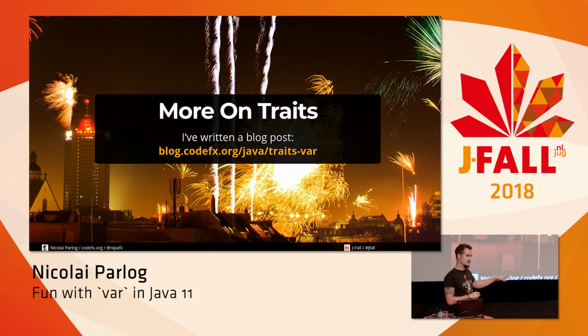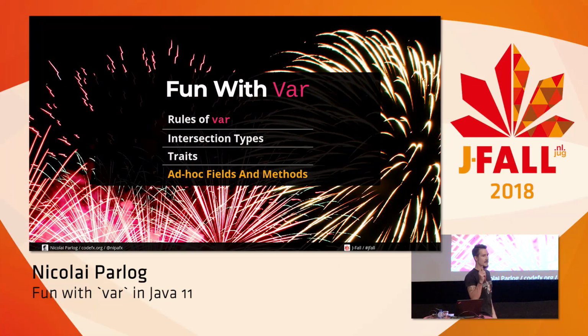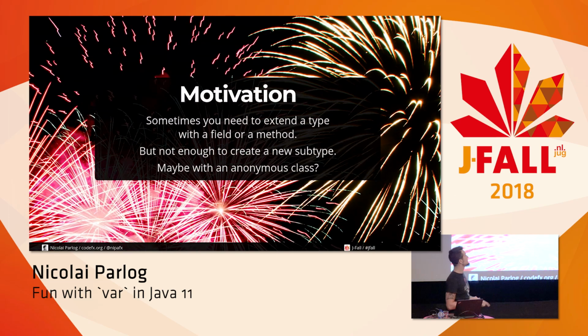More on traits is in the blog post, which mostly contains the same contents though. So, ad hoc fields and methods. I'm not going to show you the code because that takes too long. I'm just going to show you the slides. The idea here is that you have a type and you just want to add something, like a specific field or specific method. Not something like traits where you have a proper interface. You just want to put stuff together quickly for a short period of time. This would not make sense if you would actually have to create a new type. This only makes sense if it's short and to the point.